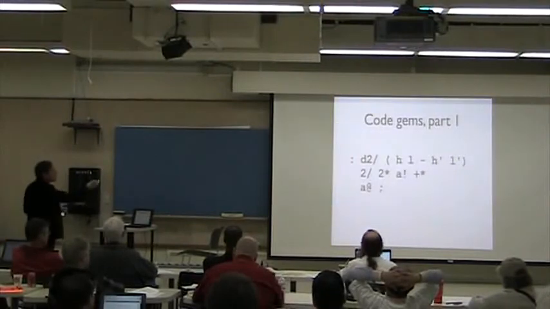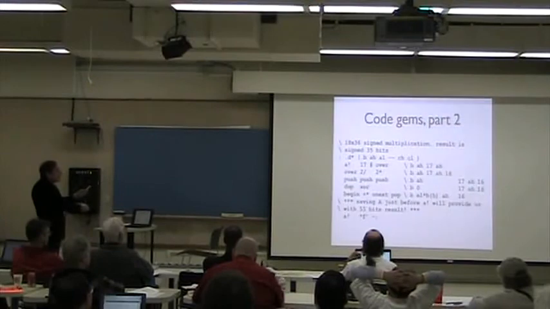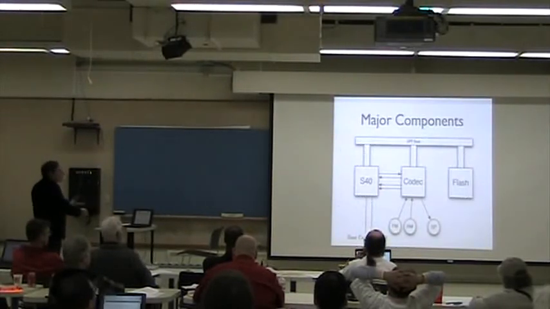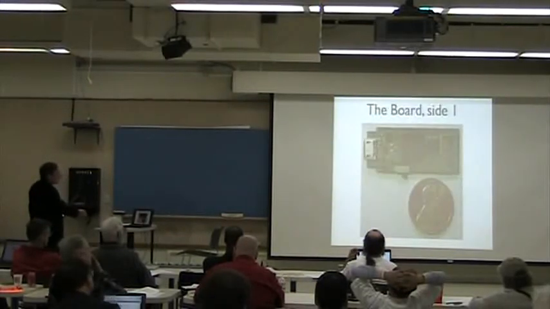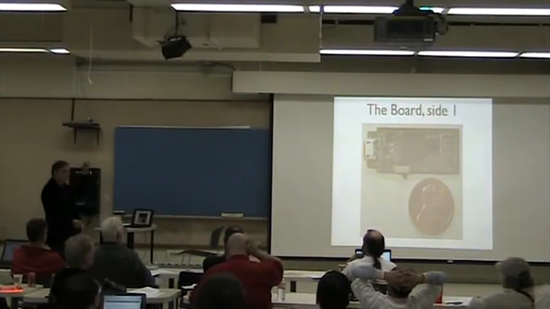Okay, so this is the code gems. And this is how we do the 53 bits multiplication. And this is the layout of the whole system. And this is how the device looks like.